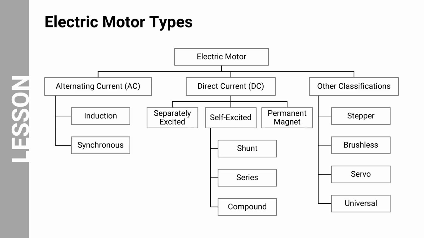To begin, here is a high-level overview of the different motor types. Electric motors can be categorized into two main types: alternating current, abbreviated as AC, and direct current, abbreviated as DC, and other classifications. AC motors include induction and synchronous types. DC motors are further divided into separately excited, self-excited, which includes shunt, series, and compound subtypes, and permanent magnet varieties. The other classifications category includes stepper, brushless, servo, and universal motors. Each type has specific applications and characteristics suited for different industrial and commercial uses.